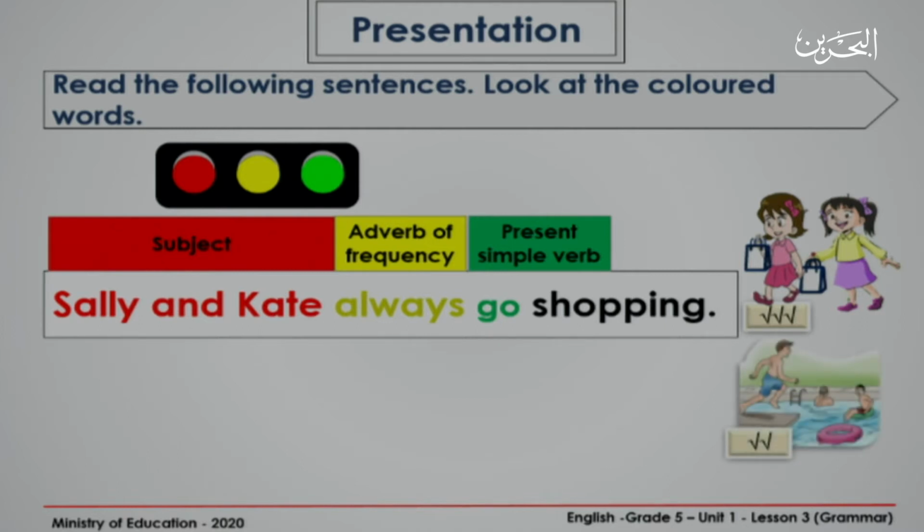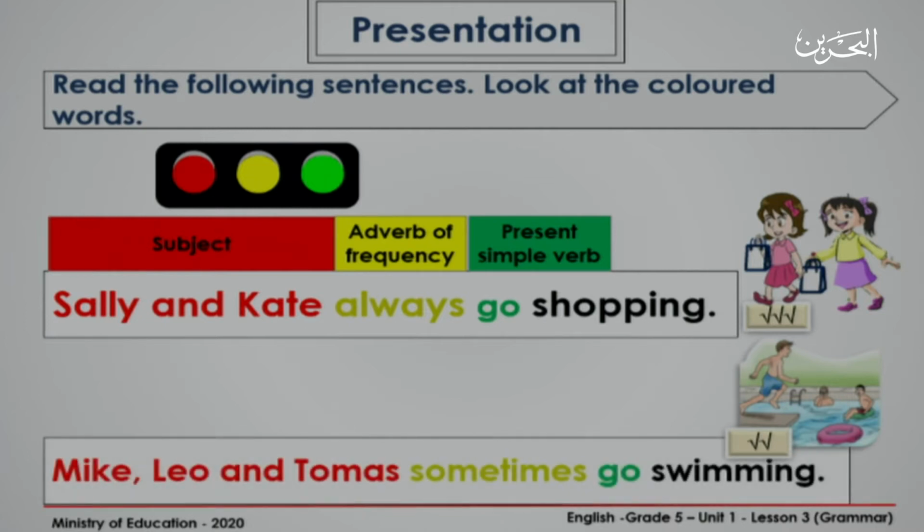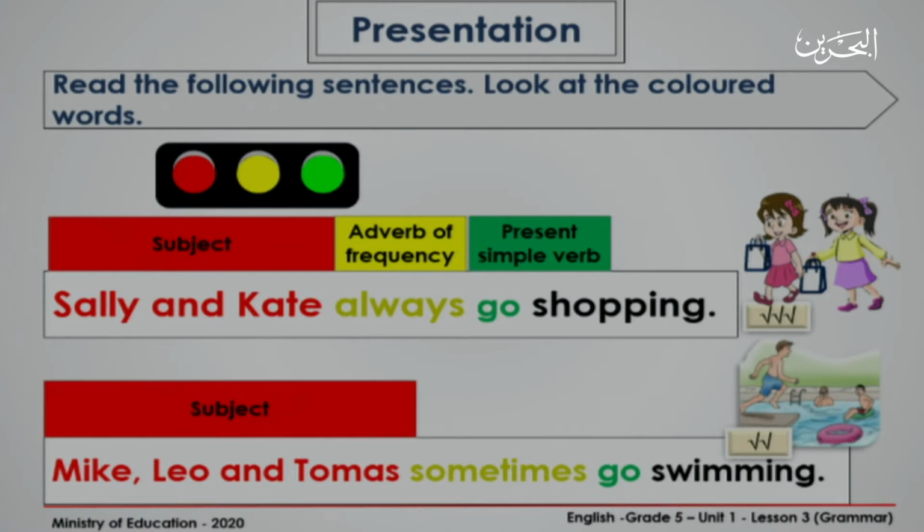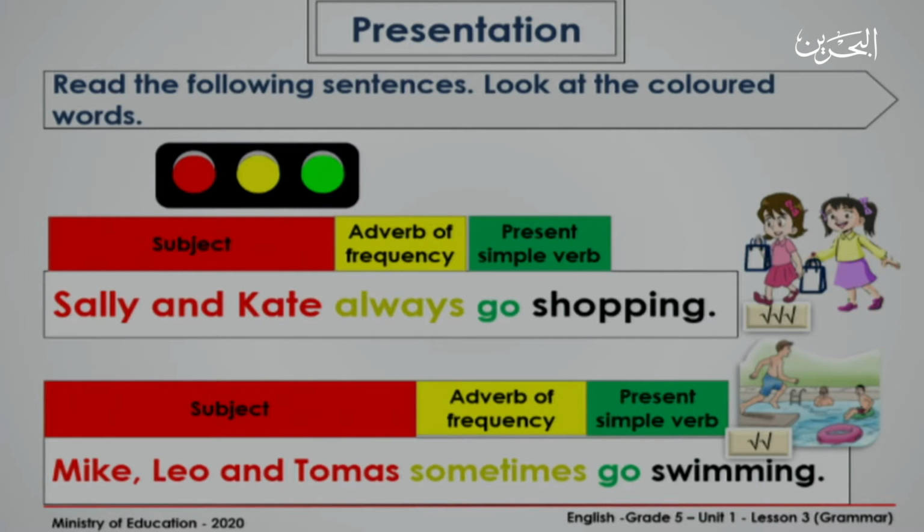Now let's look at this picture. We have three persons this time, and you have two ticks. Which adverb of frequency is it? It's sometimes. Very good. Let's read the sentence. Mike, Leo, and Thomas sometimes go swimming. Where is the subject? It's Mike, Leo, and Thomas. Or you can use the pronoun they. Then we have sometimes. It's the adverb of frequency. And then you have the verb in the present simple form. We have go, and then you complete the sentence.